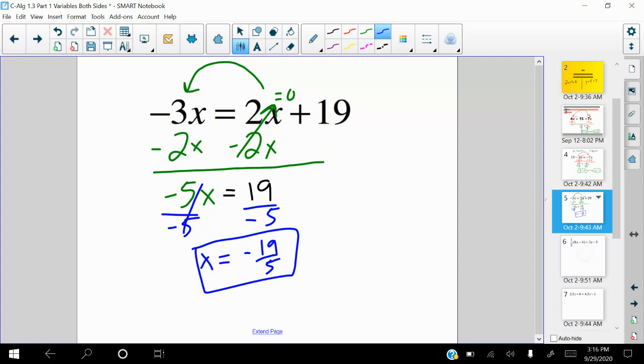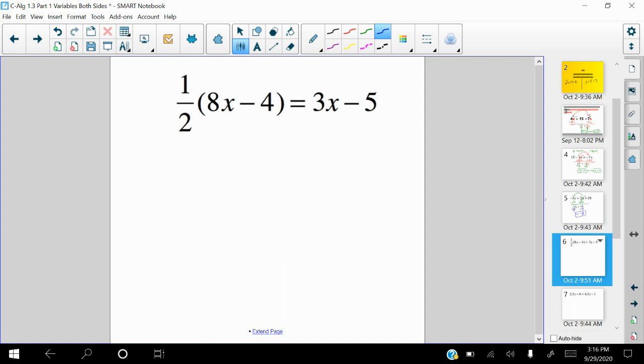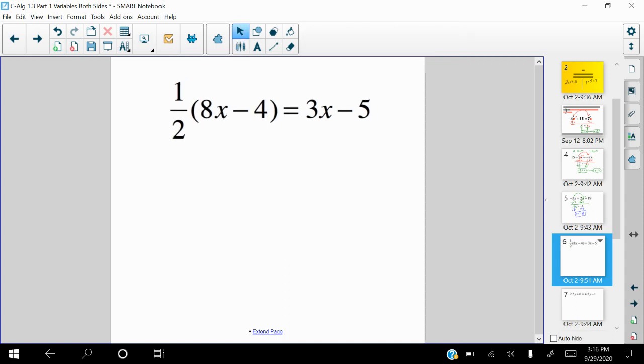Great job so far. But what if we have a problem that looks like this? It does look a little bit more challenging, but we can definitely work with it. Let's talk about what we notice. Well, I notice I have variables on both sides. I see I have a set of parentheses. I have a fraction on the outside of those parentheses, which tells me I might need to use the distributive property here. And I have constants on both sides now. I have multiple terms on each side of the equation.